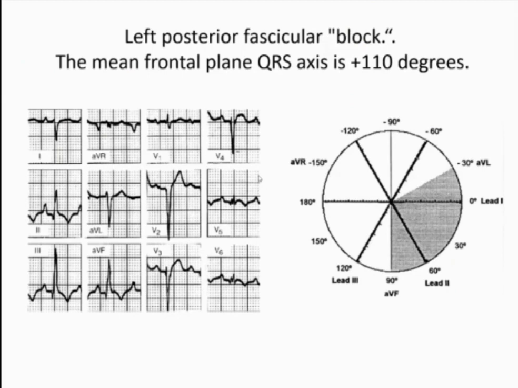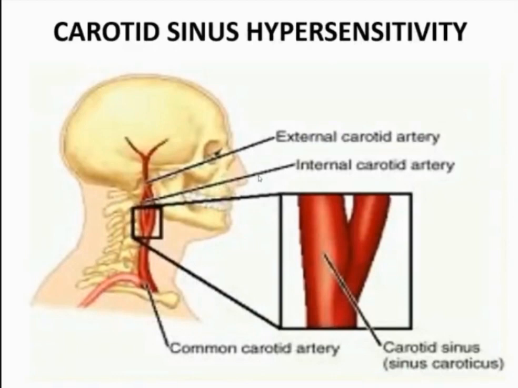Now we come to the carotid sinus hypersensitivity. مثل ما تعرفون اكو الكاروتيد ساينس اللي هو الساينس كاروتيكس موجود بال the carotid body at the bifurcation, at the beginning of the bifurcation of the common carotid artery. Okay.